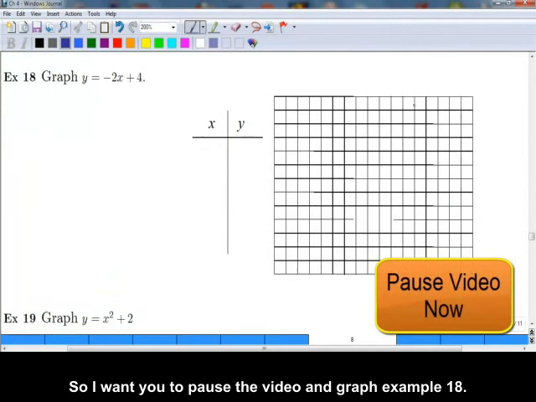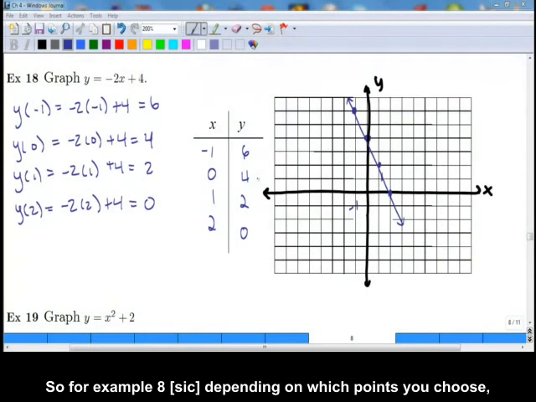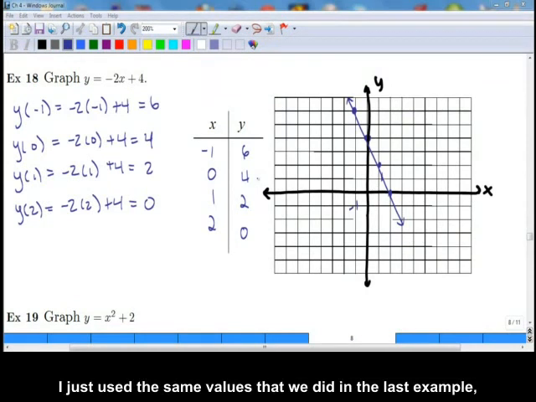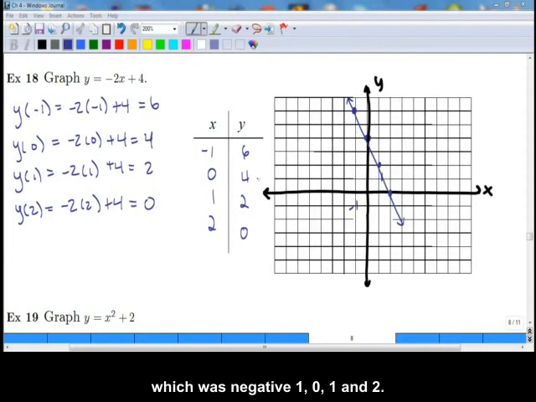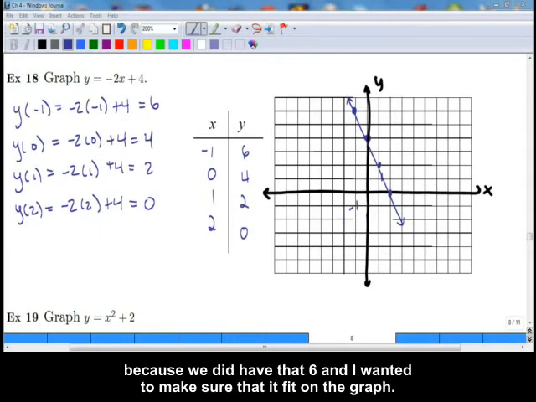So I want you to pause the video and graph example 8. So for example 8, depending on which points you chose, I just used the same values that we did in the last example, which was -1, 0, 1, and 2. You should get the outputs of 6, 4, 2, and 0 with those. And if you plot those again, notice I moved the x-axis down a little bit in this case because we did have that 6. I wanted to make sure that it fit on the graph.